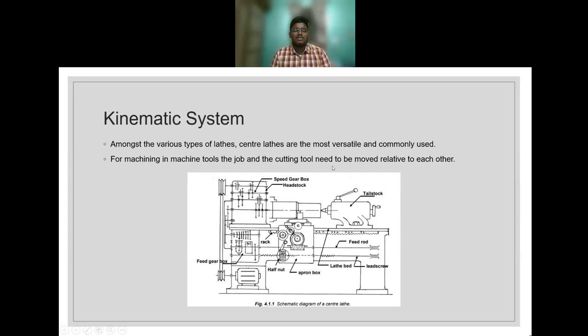So kinematics. Among the various types of lathe, the central lathe is the most versatile and commonly used. Most of the time we will be using the central lathe for machining. In machine tools, the job and the cutting tool need to be moved relative to each other. So this is the headgear, feed box and half nut, apron box, lathe bed, lead screw, feed rod. As I told before, this is the feed rod, and this is the lead screw which is used for the lead screw mechanism.